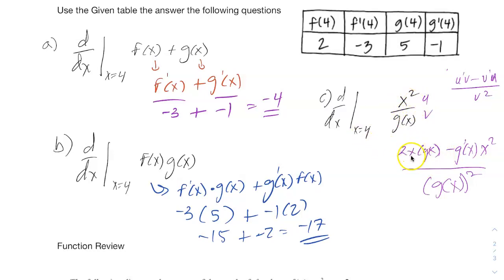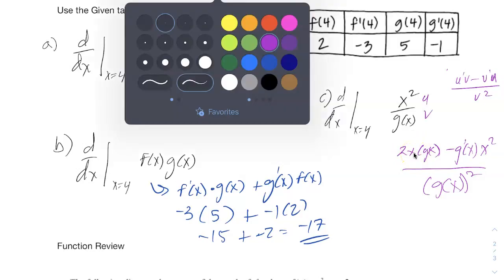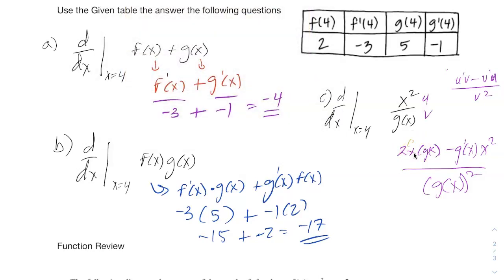So even here, that's an x. We're going to plug in 4 there. So let me do it with colors. So we're going to plug a 4 in here. How about g of 4? Well, g of 4 is 5, according to the table. Then over here, we got g prime of 4. g prime of 4 is negative 1.